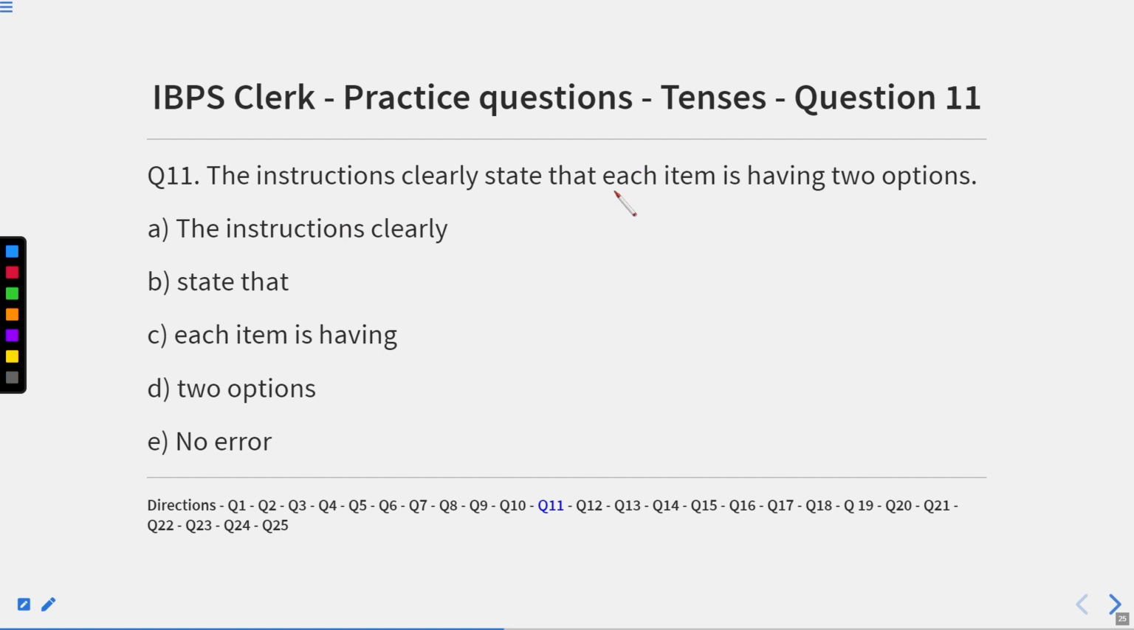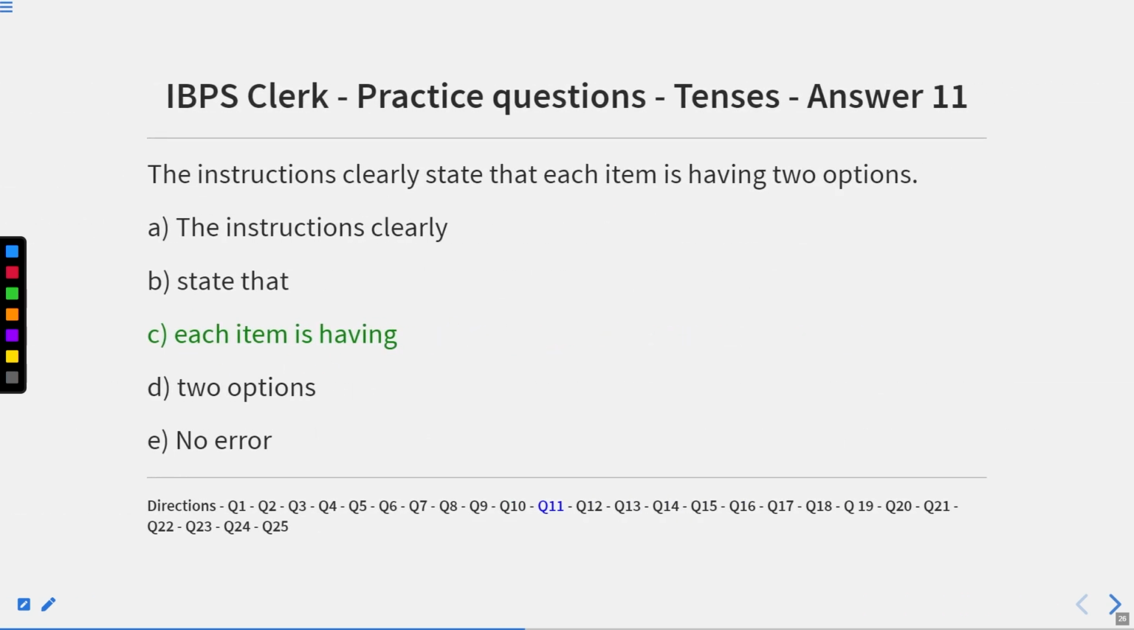Now the instructions clearly state that each item has two options. Now each item is actually singular, so is having is incorrect over here. It should be replaced with has.